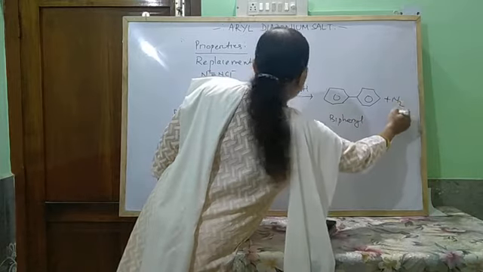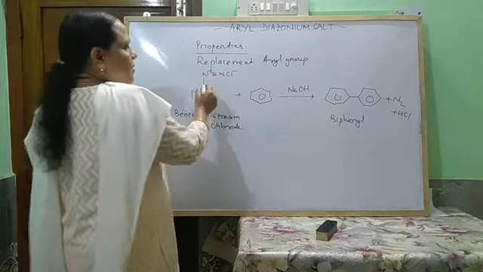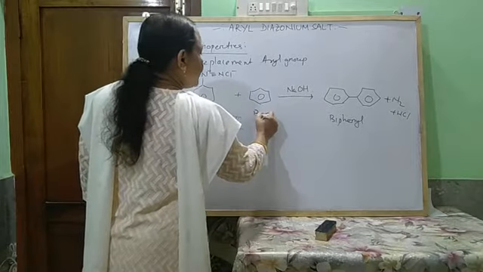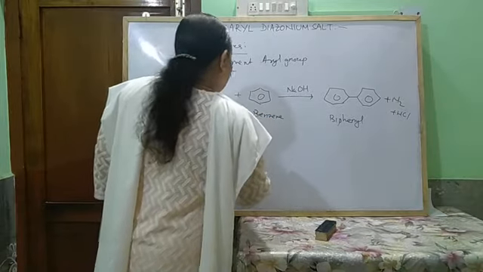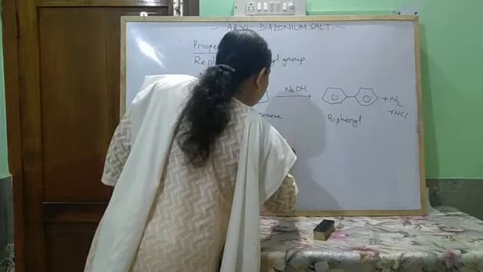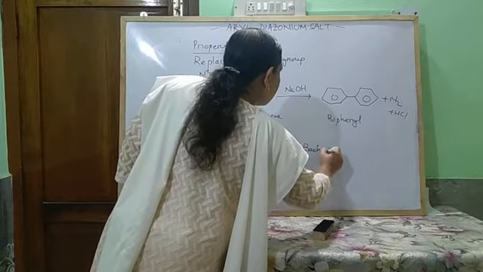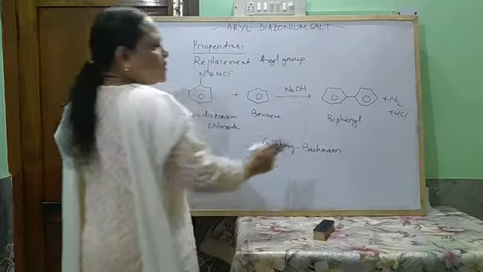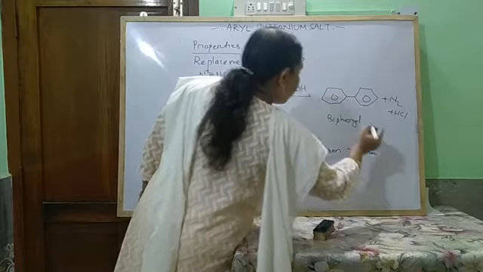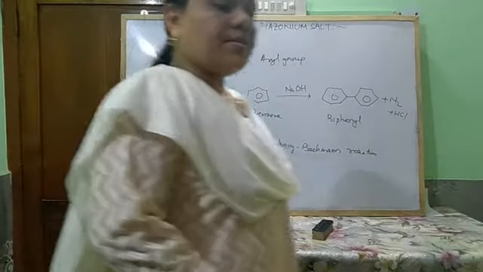Plus N2 plus HCl. So here this group is substituted by this. This is benzene, and this reaction is known as Gomberg-Weizmann reaction. This reaction is known as Gomberg-Weizmann reaction.